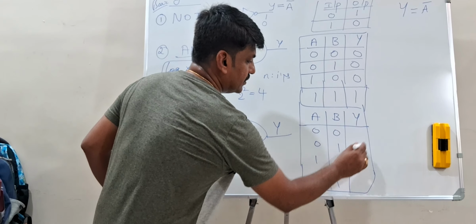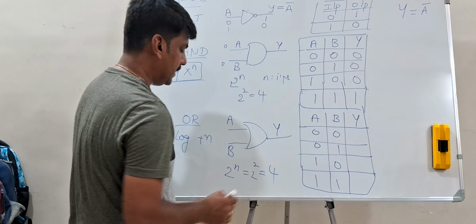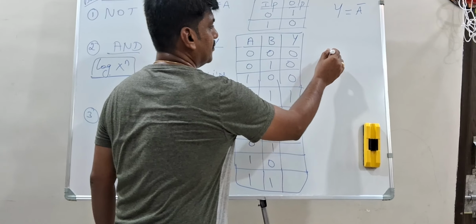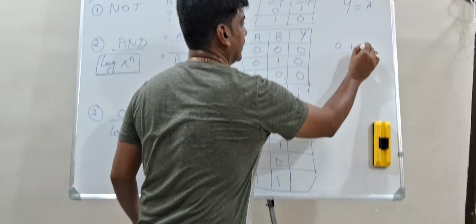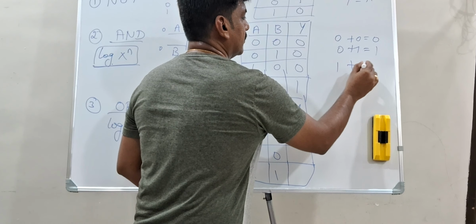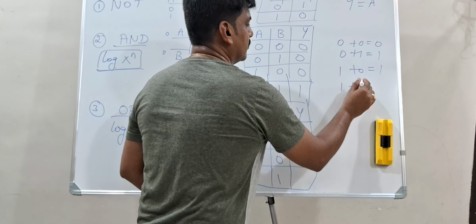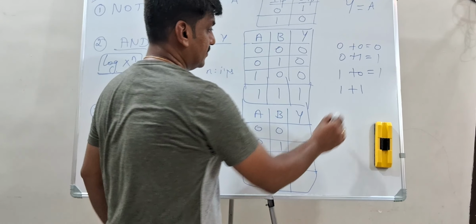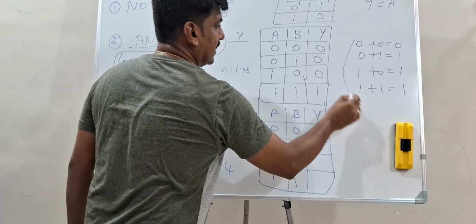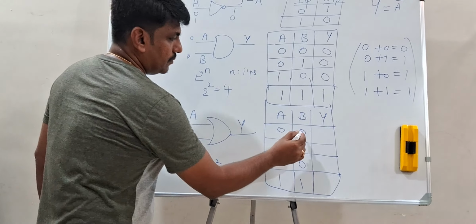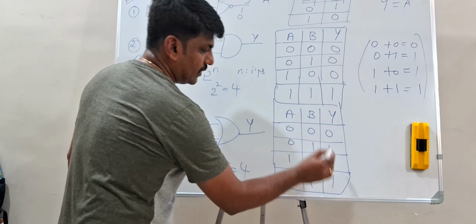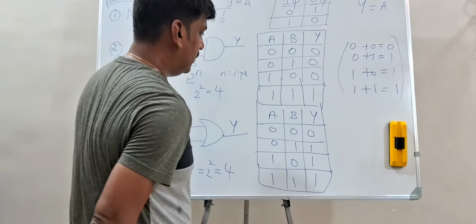Similarly, as we did with the AND gate, we will do the operation, but here we should do the logical addition. Before this we should know this concept. If I add 0 plus 0, we will get 0. 0 with 1, we will get 1. 1 with 0, we will get 1. And 1 plus 1, we will get 1. Based on these guidelines, we will do the addition. What is 0 plus 0? 0. 0 plus 1? 1. 1 plus 0? 1. What is 1 plus 1? It is 1. So this is the truth table.